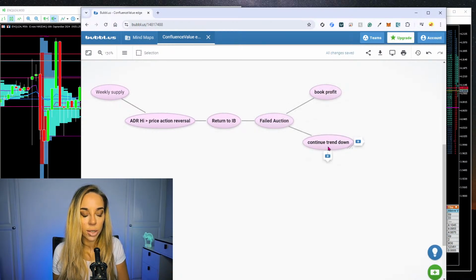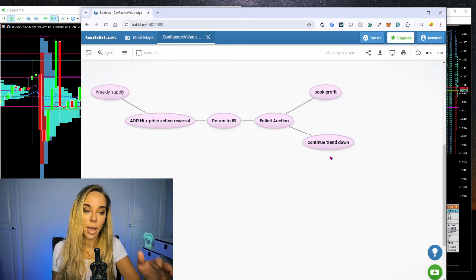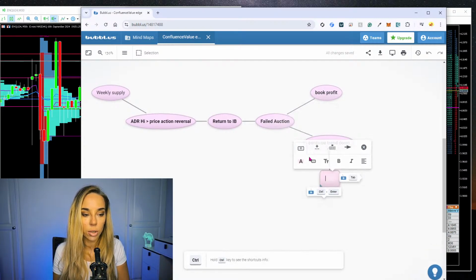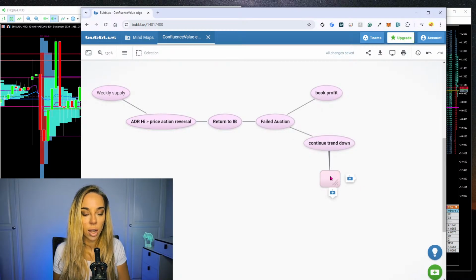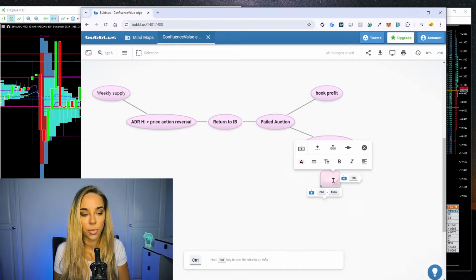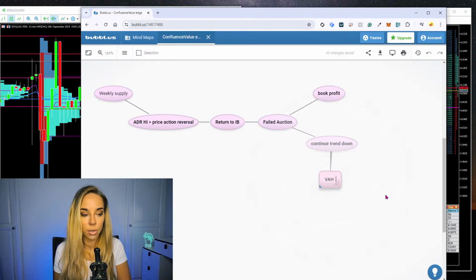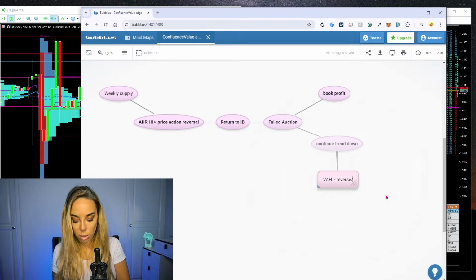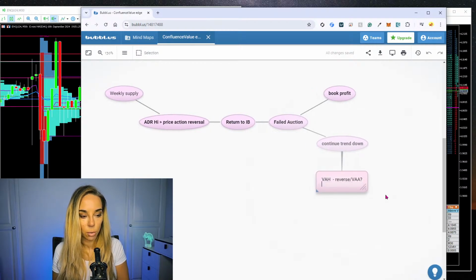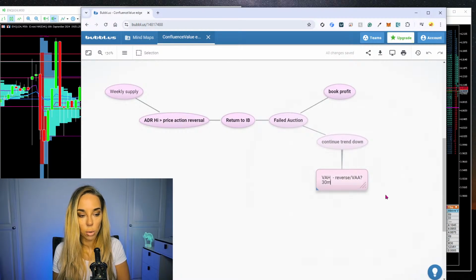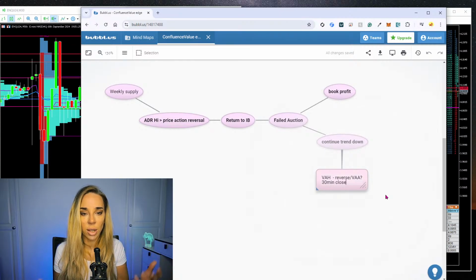Okay, so continue trend down. Now, this is not the end point, right? From here on out, we need to see some other orientation points that are going to help us in the decision of whether to continue the trend down. So the next point of contact is what happens at value high: reverse or value acceptance. And we take that from the close of the 30-minute candle, because right now you're in a trade. You have to give it time to develop.